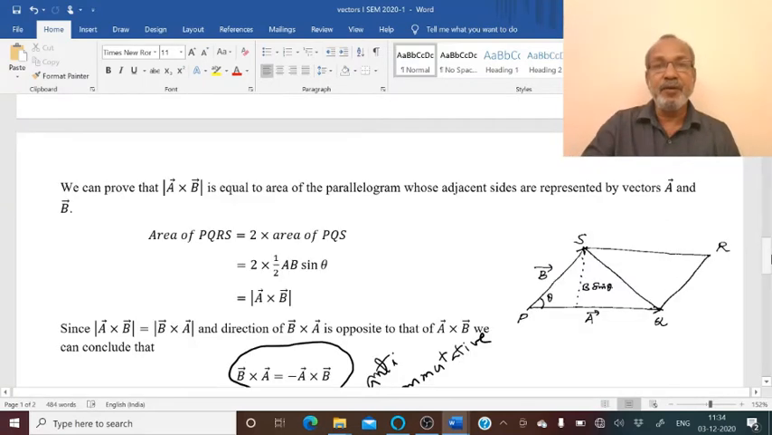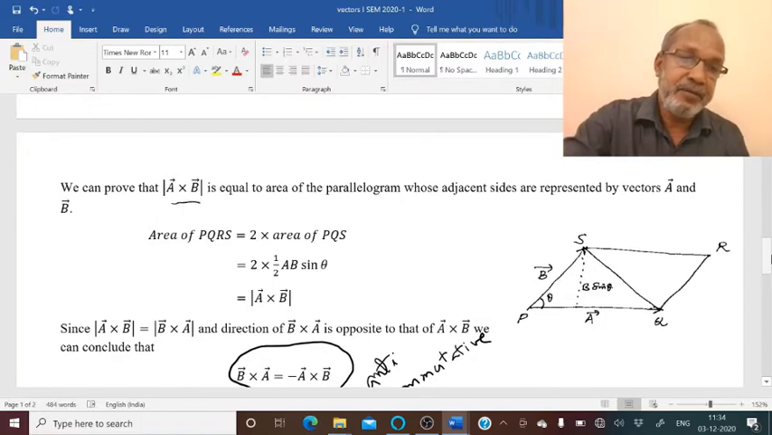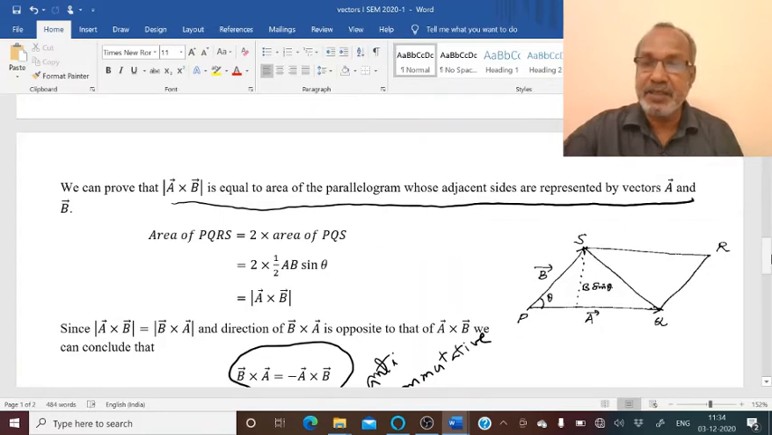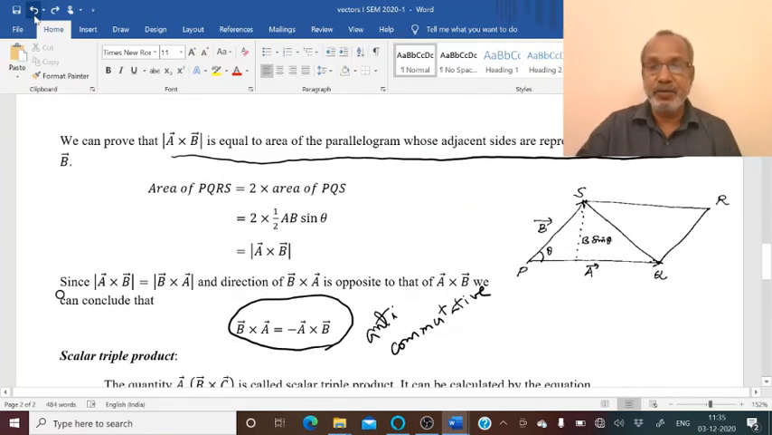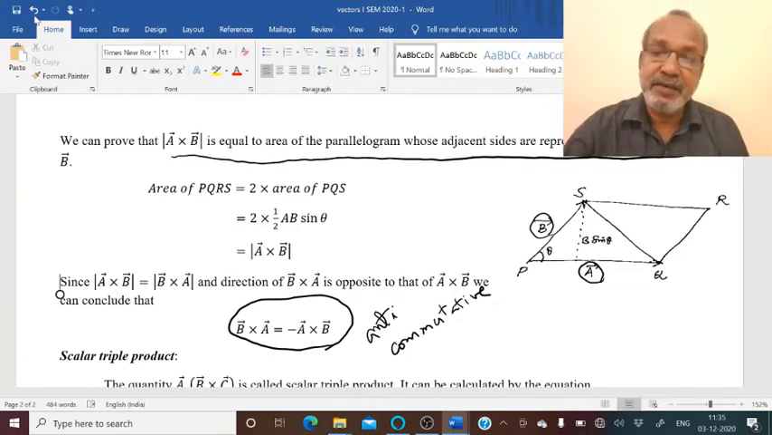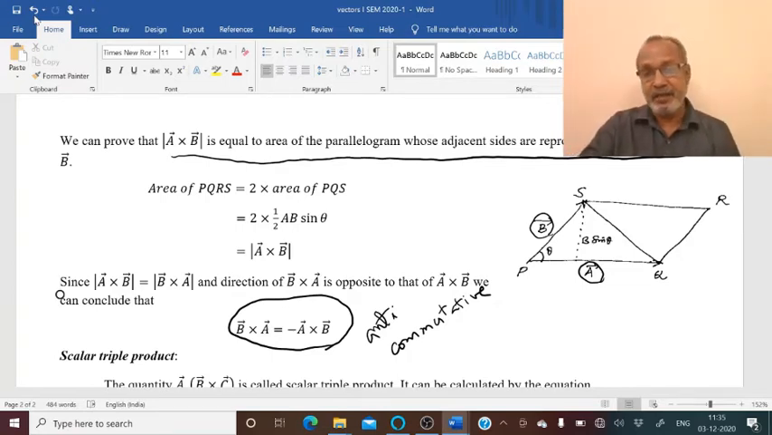Another interesting property of the cross product is that the magnitude of a cross b is equal to the area of the parallelogram whose adjacent sides are represented by the vectors a and b. I have shown that in this diagram. You can see a here, b here. These are two vectors, drawn in such a way that their tails coincide. Then you can complete the parallelogram whose adjacent sides are a and b. Then you can show that the area of the parallelogram is equal to the magnitude of a cross b.